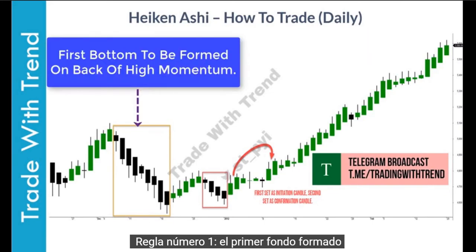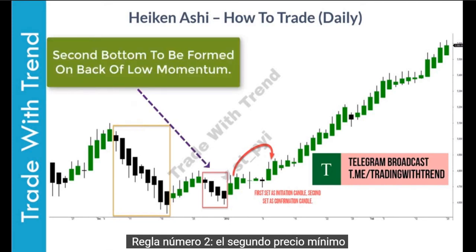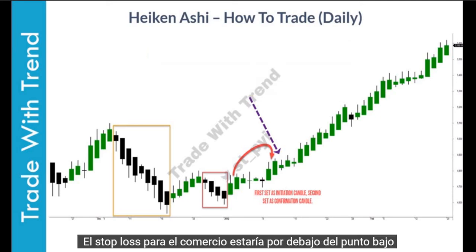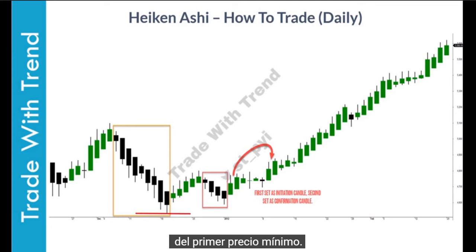Rule number 1, the first bottom formed has to be on the back of high momentum and clear wide range candles should be visible. Rule number 2, the second price bottom should be formed on the back of low momentum and most of the candles should be narrow range candles. Rule number 3, you enter the trade when you spot 2 initiation candles and 1 confirmation candle. Stop loss for the trade would be below the low point of the first price bottom.